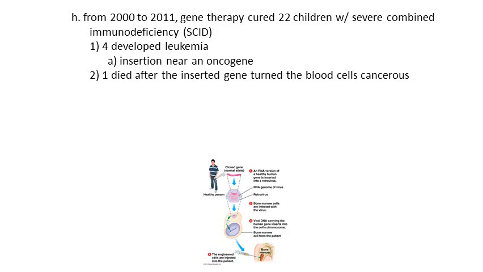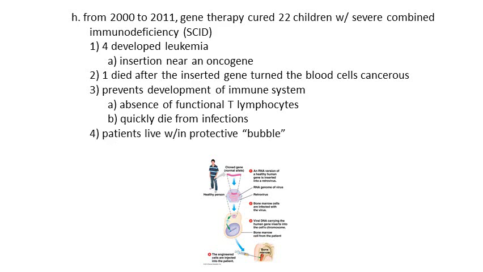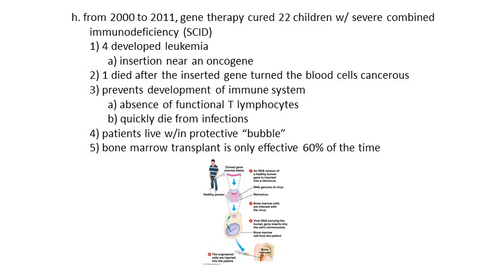And so, of course, what goes on with these individuals is that they don't develop a normal immune system. They can't develop an immune system. And so if they're not developing functional, say, T lymphocytes, which are really the critical members of adaptive immunity, then they quickly die from infections. And so some of these individuals have to live out a life within kind of a protective bubble. And whenever they do bone marrow transplants, it's only effective about 60% of the time, and that's a fairly low rate.